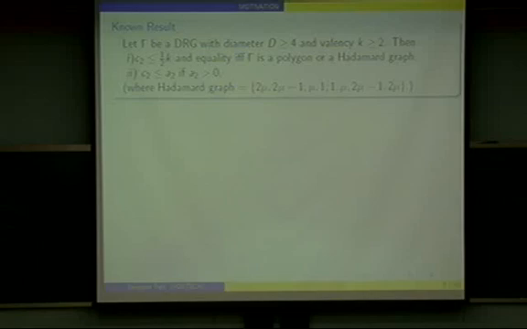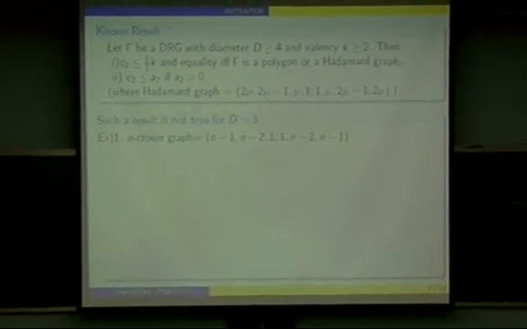This is the known result. Let gamma be a distance regular graph with diameter at least 4 and valency k. Then c_2 is at most half of k, with equality if and only if gamma is a polygon or a Hadamard graph, where a Hadamard graph has an intersection array like this, and c_2 is at most a_2 if a_2 is positive. But such a result is not true for diameter 3.